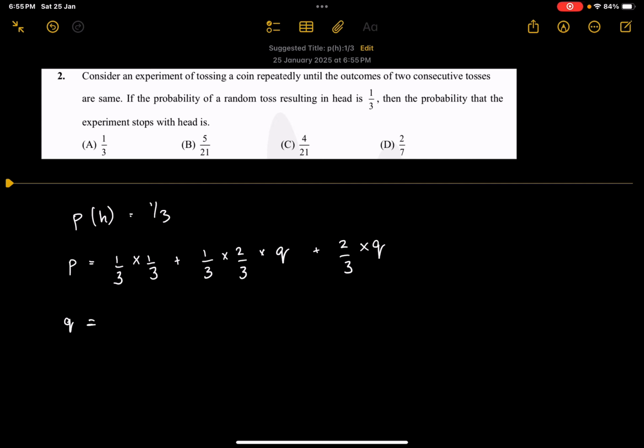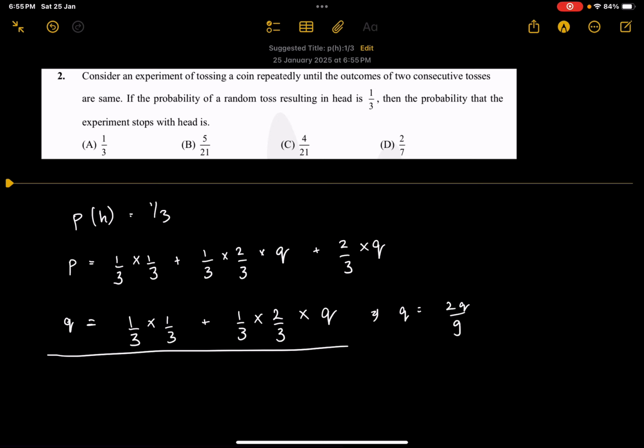Q is the probability of winning given that the previous toss was in fact a tails. So to win now we need to have a heads followed by heads, we win. If a heads is followed by a tails, then the probability of winning is Q again. So from this equation we'll get Q, that is Q equals 2Q by 9 plus 1 by 9, which gives us Q equals 1 by 7.